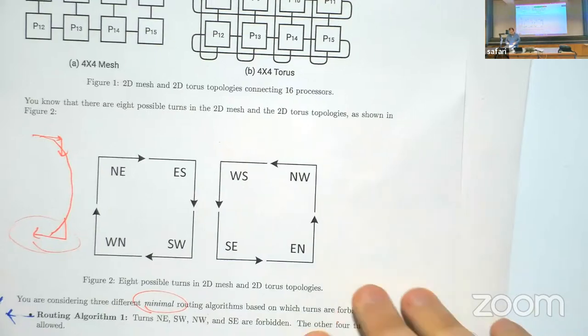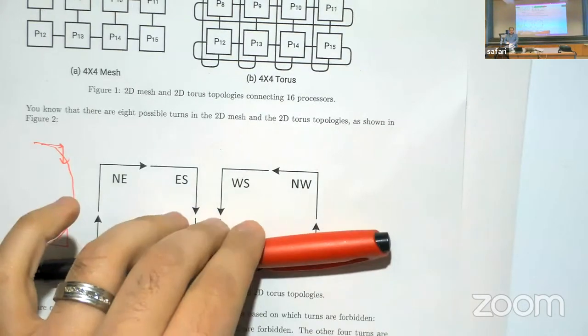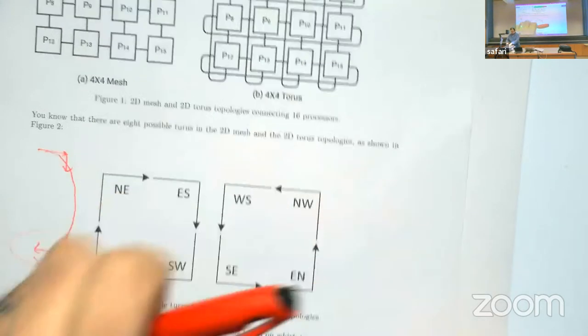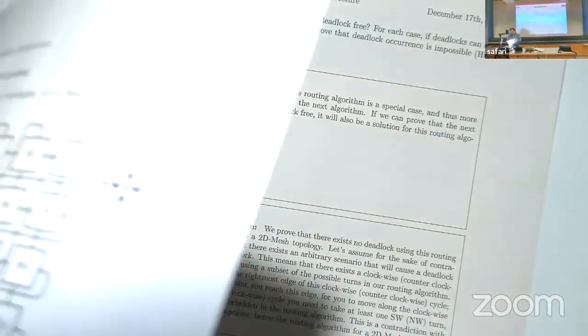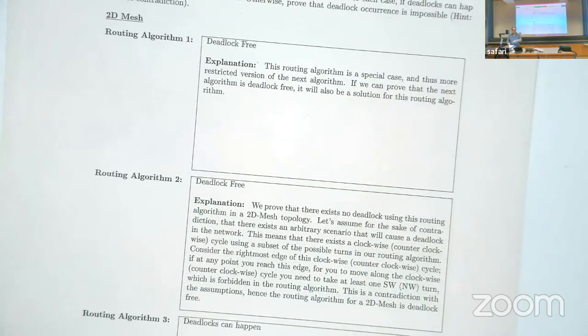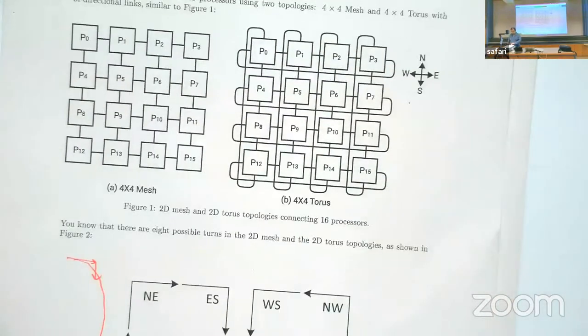Okay. Yeah. I mean, the answer, if you write something like that, would be enough. But if you want me to explain more, so basically, let's see, actually. I guess after the explanation of routing algorithm 3, that would be more clear, because no, I can explain also here.